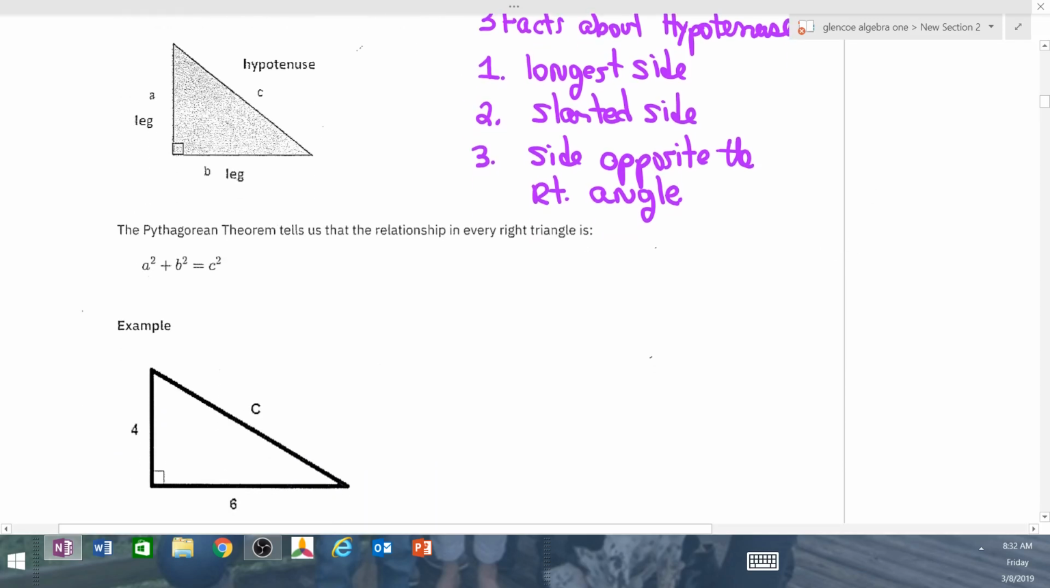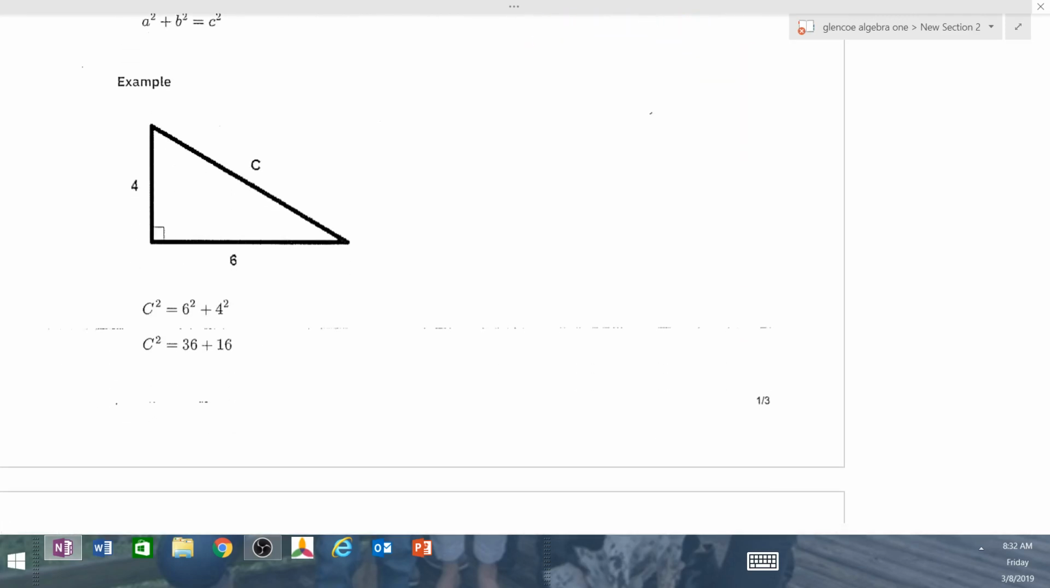The Pythagorean theorem tells us that the relationship in every right triangle is a squared plus b squared equals c squared. Or if we were to say that in words, the sum of the squares of the sides is equal to the square of the hypotenuse. Okay, so here we go.